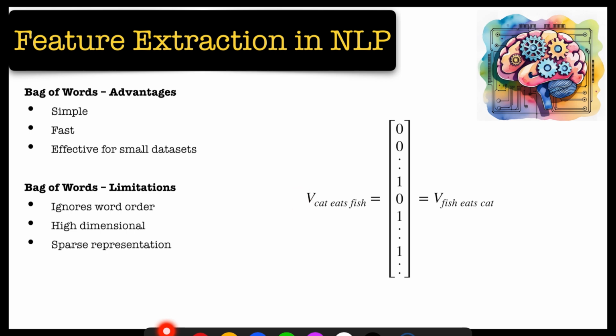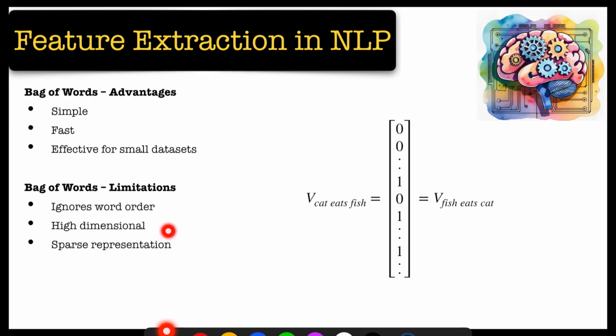Like if you take the bag of words representation for "cat eats fish," let's say all these words occurred only one time. So only in the places of cat, eats and fish will have 1, the rest will be zero. It will be the same as the bag of words representation for "fish eats cat." Only in the places of fish, eats, cat we'll have ones, the rest will be zero. So the bag of words representation for both of these will be the same because it's ignoring the word order.